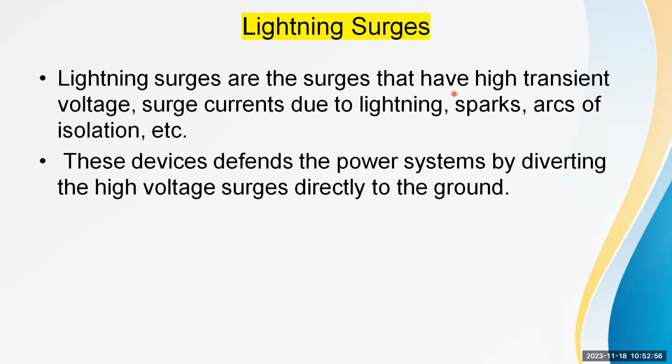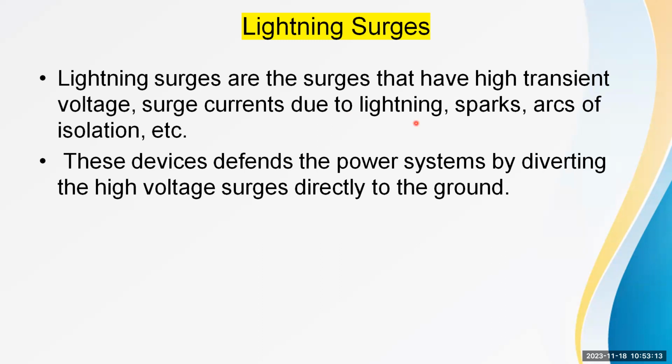The very huge voltage present in the transmission or power system is called lightning surges. These are surges that have high transient voltages and surge currents due to lightning sparks across arcs of isolation. Like this is the lightning.